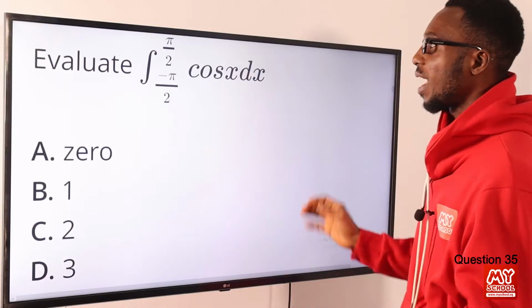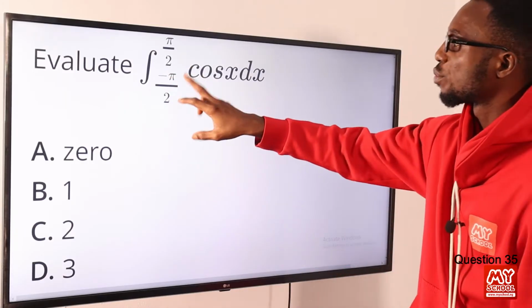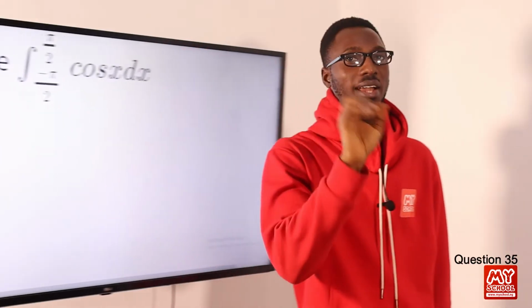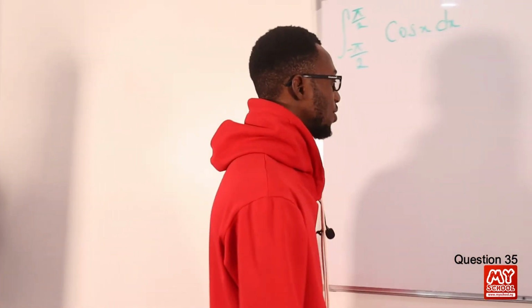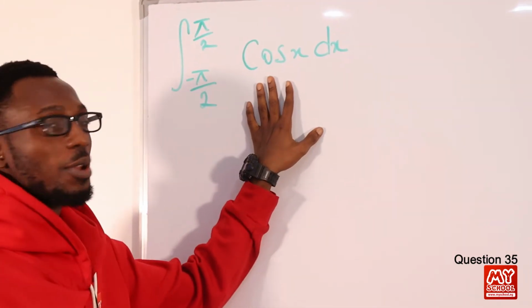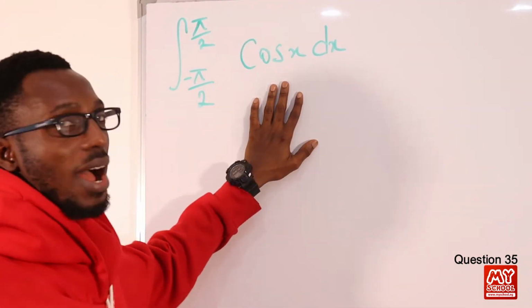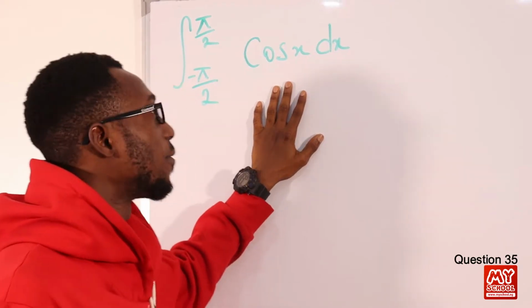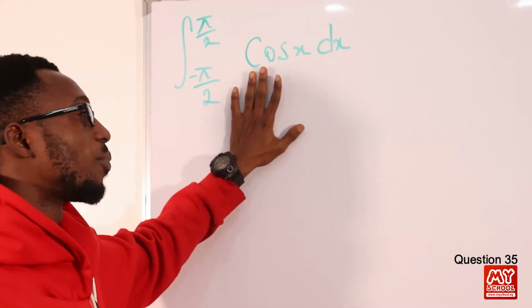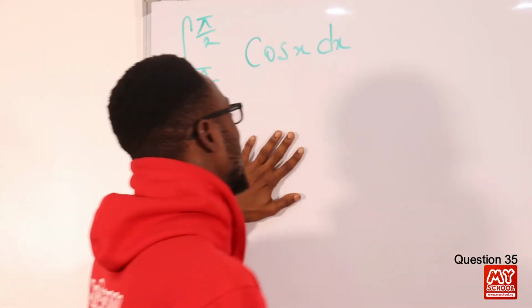35. Evaluate the integral from minus pi over 2 to pi over 2 of cos x dx. Okay, so what do we do? At first, we have to integrate this. So if you integrate cos x, you are going to have sin x. If you differentiate cos x, you are going to have minus sin x. But that's not what we are doing for this question.